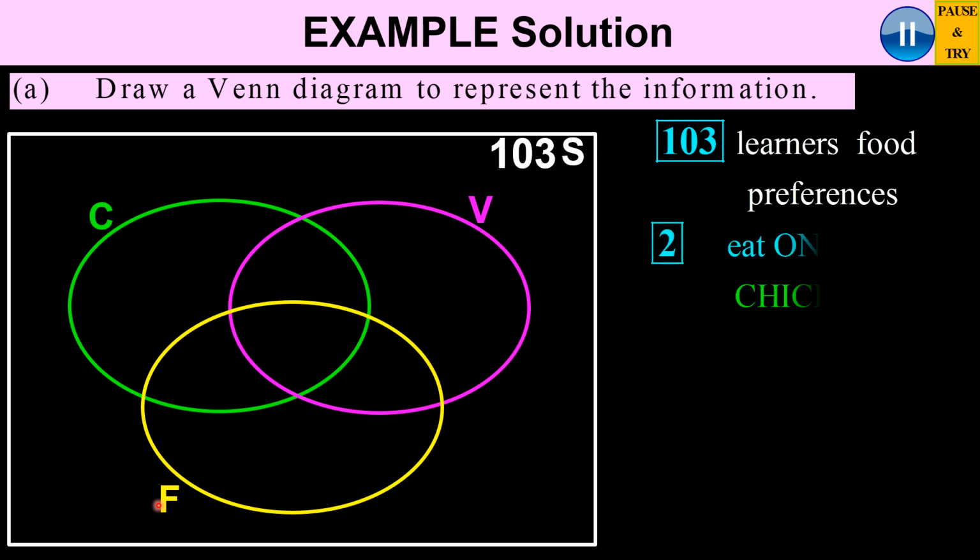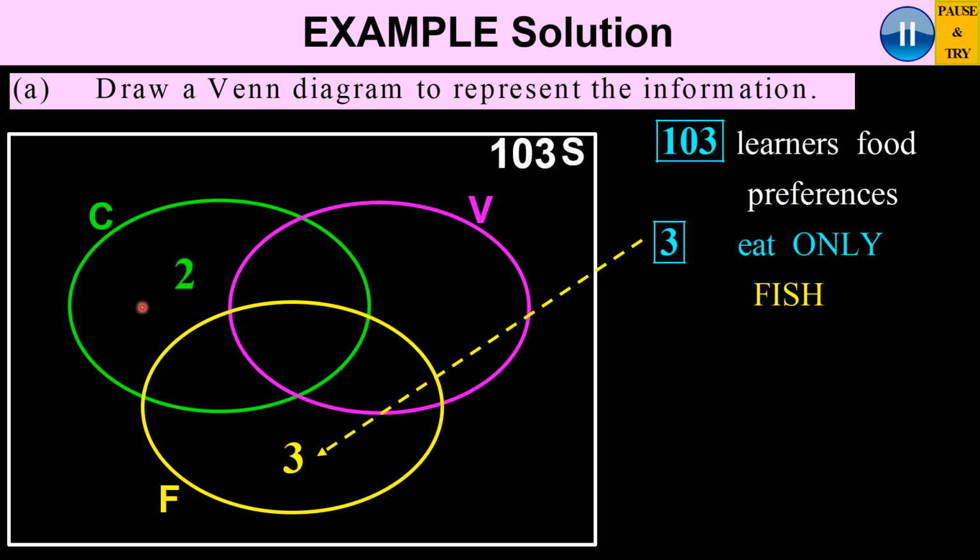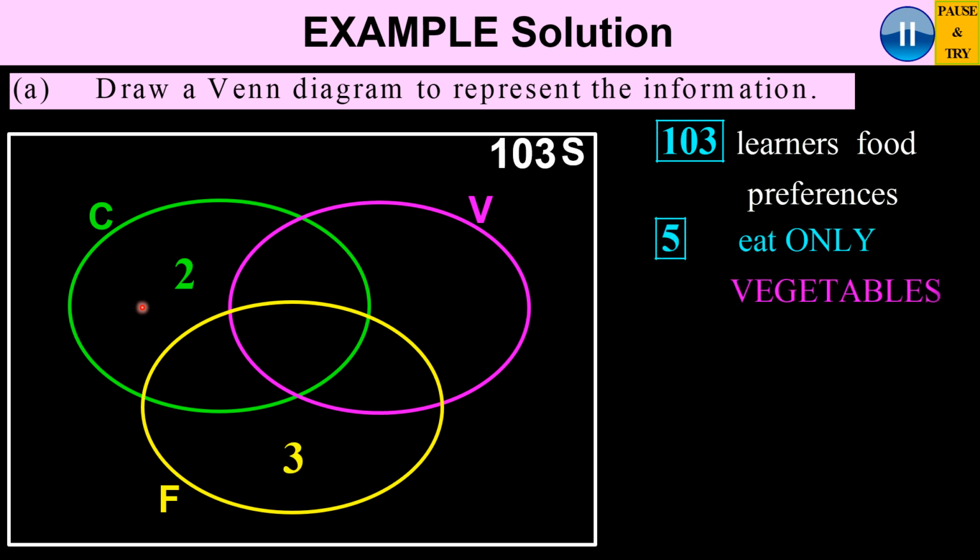Then next we say that 2 eat only chicken. Can you see the only chicken part? That's correct. That part there, that's the only chicken. Then the next one here, we want 3 eat only fish. Where's only fish? That portion there is only fish. So I can insert the 3 there. Then the next one, 5 eat only vegetables. Only vegetables, so the 5 would go there.